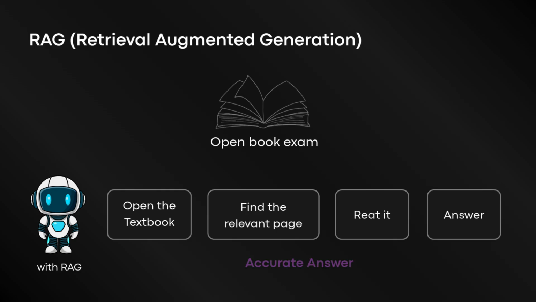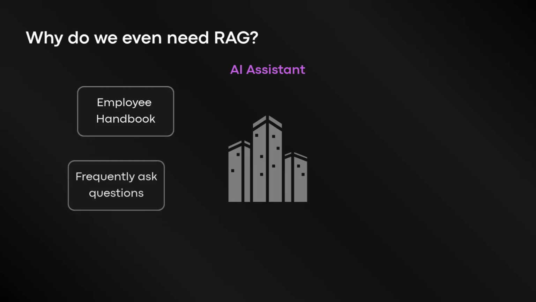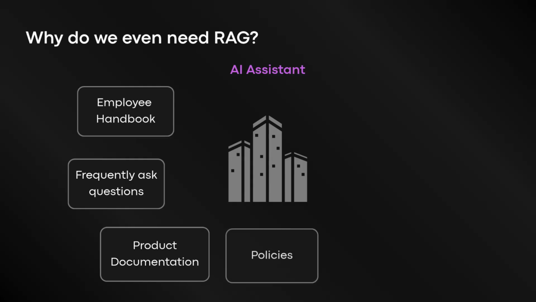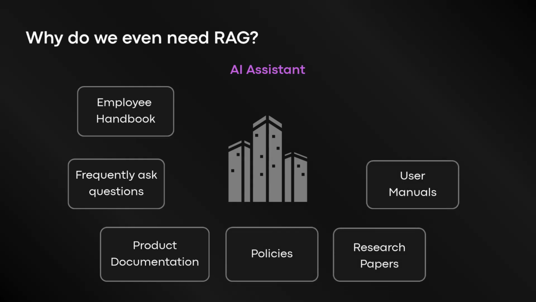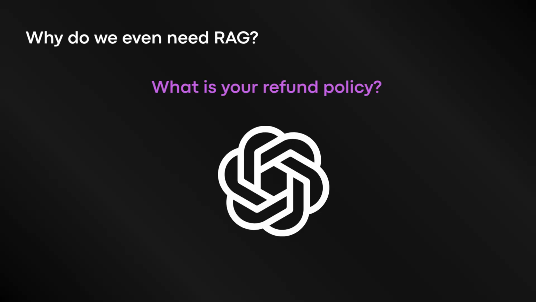Now, you might be wondering, why do we even need RAG? Let's understand the problem. Imagine you are building an AI assistant for a company. The company has hundreds of documents, employee handbooks, FAQs, product documentation, policies, research papers, user manuals, or maybe it's simply a PDF uploaded by a user. Now suppose someone asks, what is your return policy? Can ChatGPT answer that? No, because those private documents were never part of its training data.